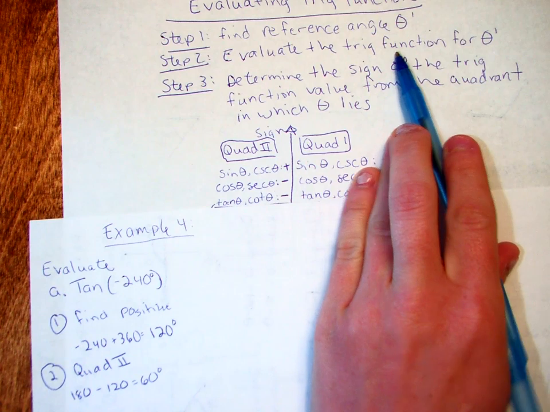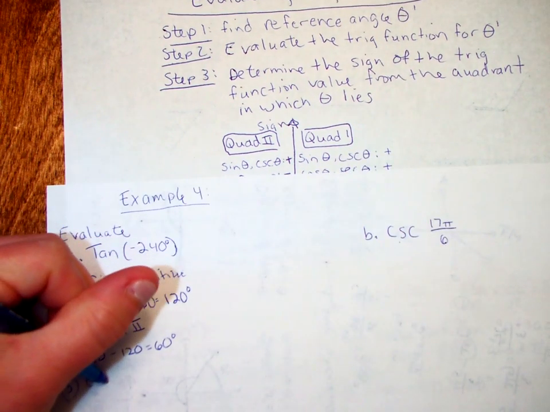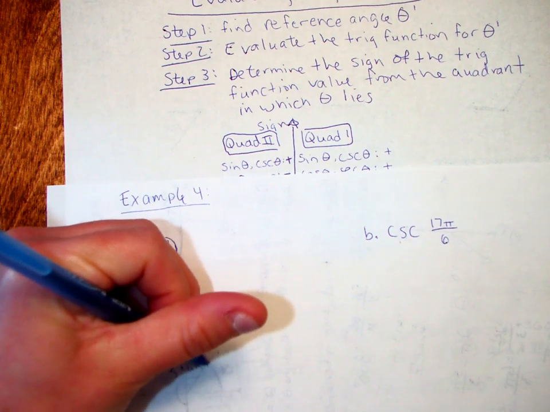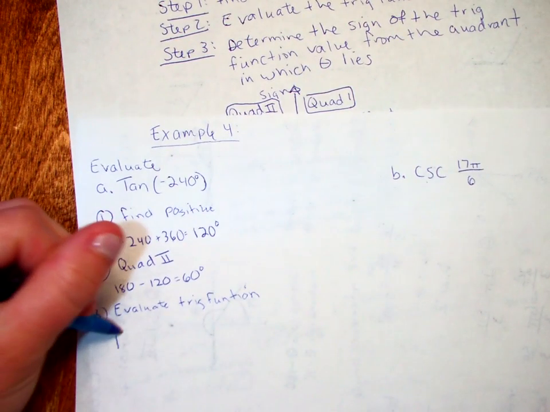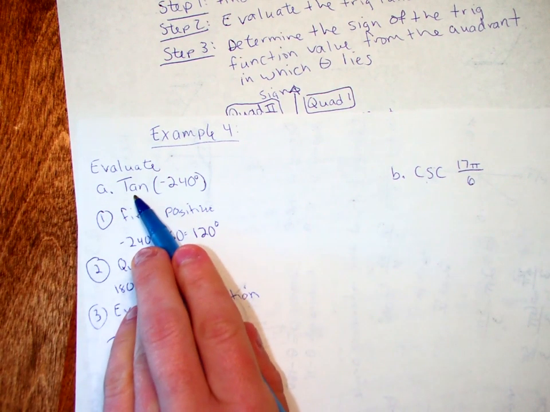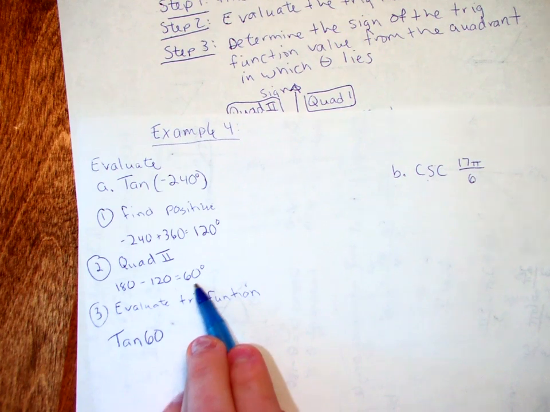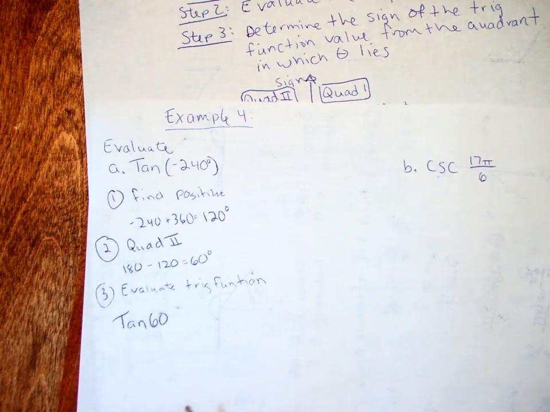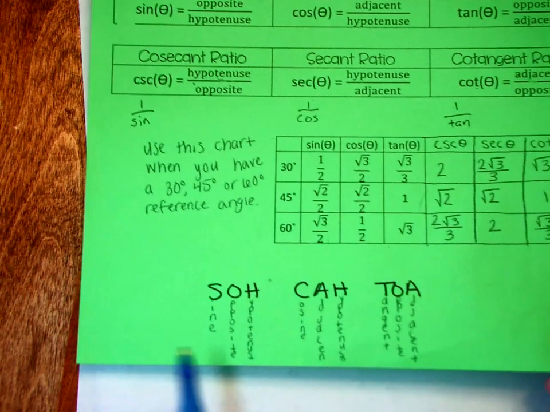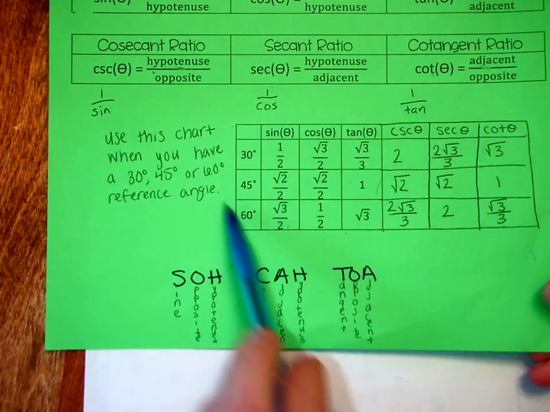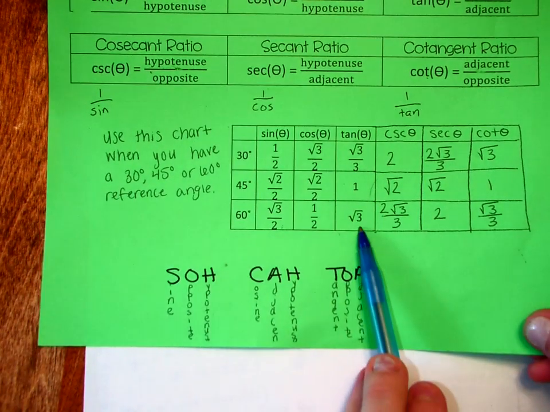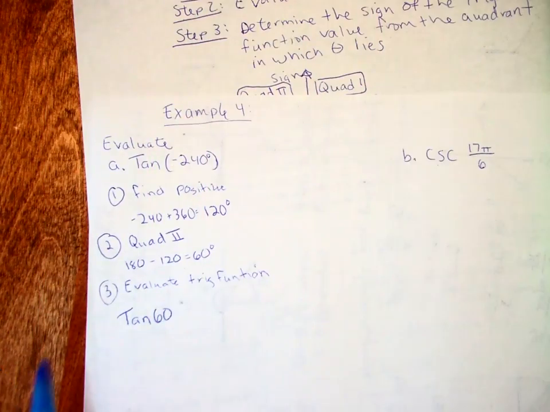So how we evaluate the trig function is we say, okay, tan of 60. We use what's given, now our reference angle, tan of 60. You're going to look back at this chart. Oops, bringing that green chart into play. And you're going to use this piece. I've also attached this to today's Google Classroom. So tan of 60 is the square root of 3.